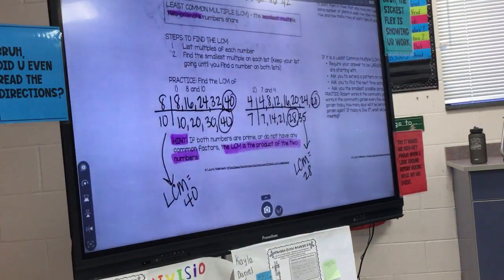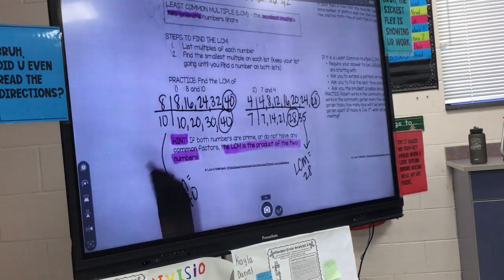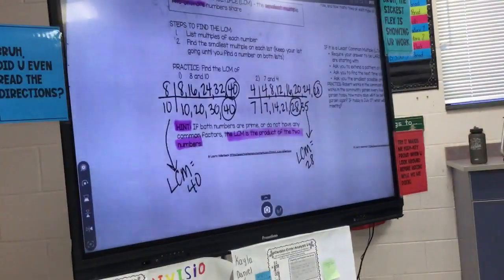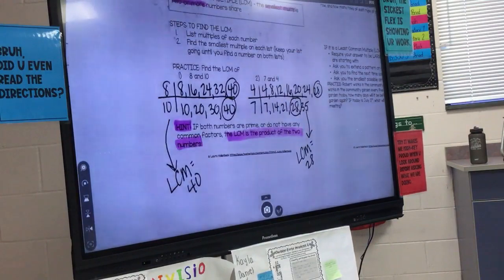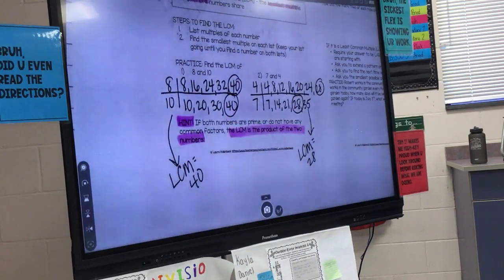because it had a prime number, correct? Now, why does that not work for 8 times 10? Jacob? Well, it's not prime numbers, but why else? Like, what happens when we multiply 8 times 10? Sophia? When you multiply 8 times 10, you get 80. Right. Which is not our least common multiple. So it does not work with 2 composite numbers. All right, and I promise you, if you remember that today, it's going to make your life a lot easier.